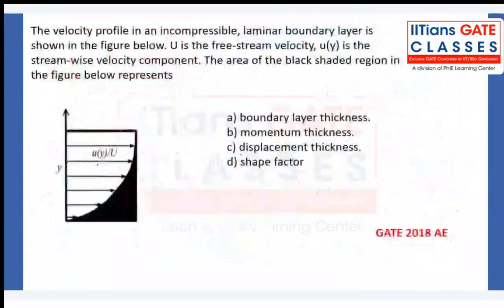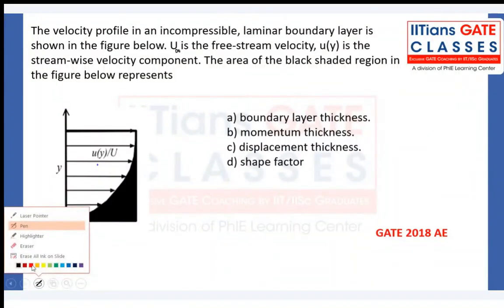Now, when you try to see this question, what is actually happening? The velocity profile in an incompressible laminar boundary layer is shown in the figure. U is nothing but the free stream velocity, U infinity, you can assume. U of y is the stream-wise velocity component. The area of the black shaded region in the figure below is representing what? Whatever you are seeing in the black color portions, they are asking about that.